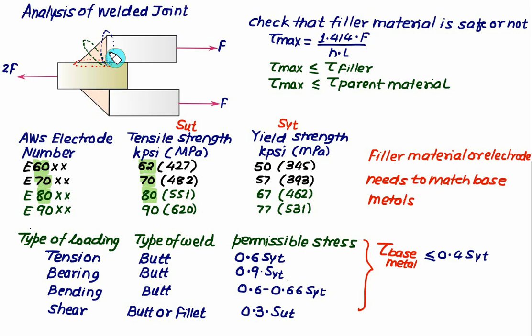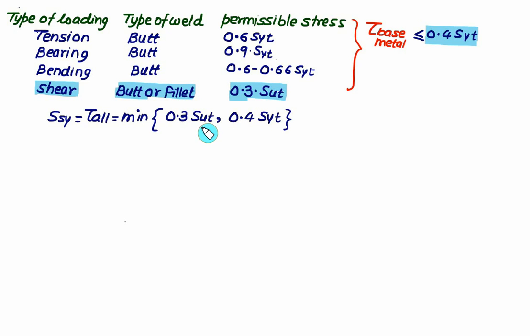But since here we have 3 zones: one is a fusion zone formed with parent material 1 and the filler material, this one is also a fusion zone formed with parent material 2 and the filler material, and this one is also parent material 1 and 2 both plus filler material. In that case, you have to select the minimum value of SUT out of the filler material, parent material 1 and parent material 2. Similarly, SYT you have to select as the minimum value of the electrode or filler material, parent material 1 and parent material 2.